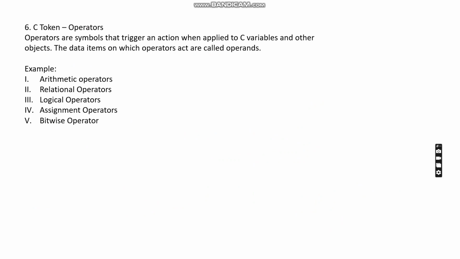Operators are symbols that trigger an action whenever they operate on variables. Operator stands for a symbol that represents mathematical or logical operations. Here these types are there. Arithmetic operators may be plus, minus, multiplication, division and modulo division. Relational operators: less than, less than or equal to, greater than, greater than or equal to, equal to and not equal to. The logical operators: logical AND, logical OR and the logical NOT symbol.